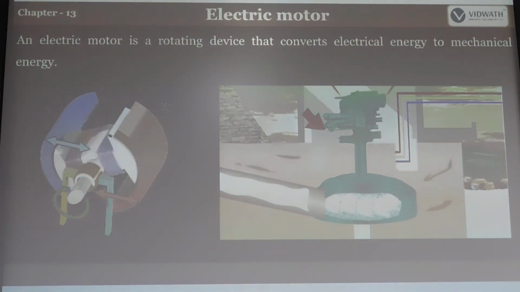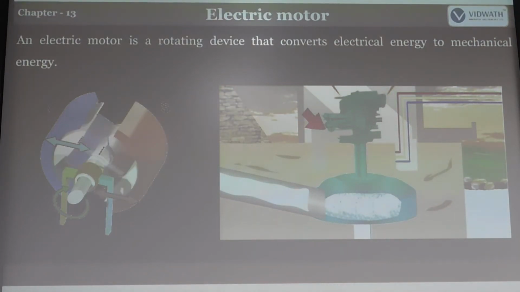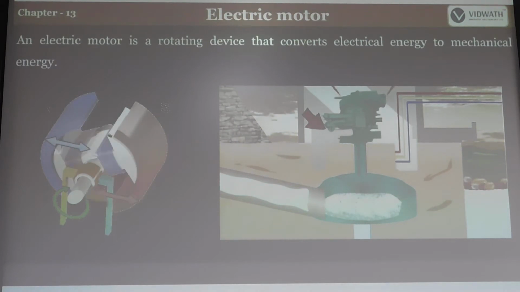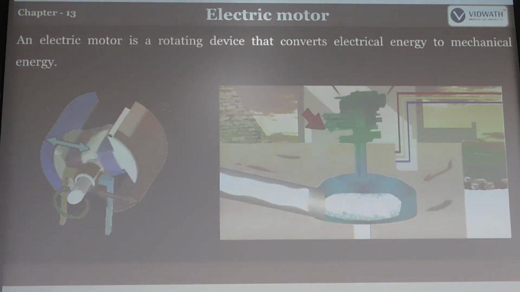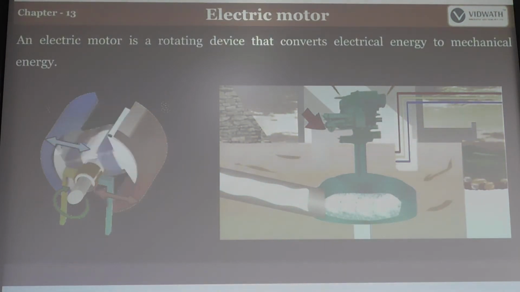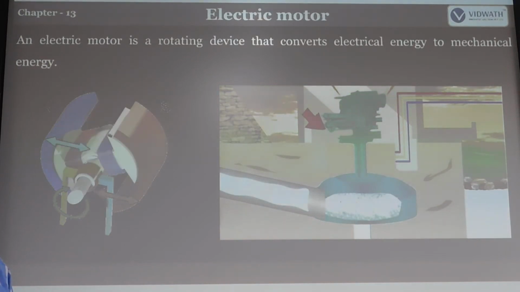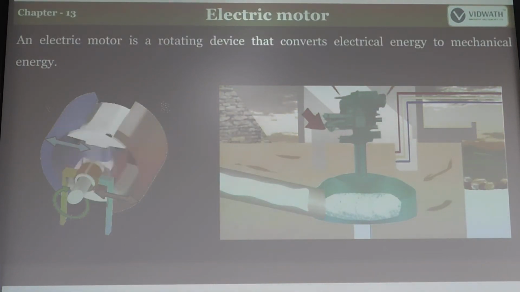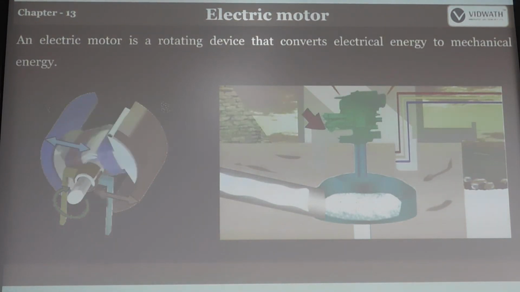An electric motor is a rotating device that converts electrical energy into mechanical energy. In your home, you pump water into the tank with a motor, so that water from a lower level is raised to a higher level. The principle used here is the conversion of electrical energy into mechanical energy.